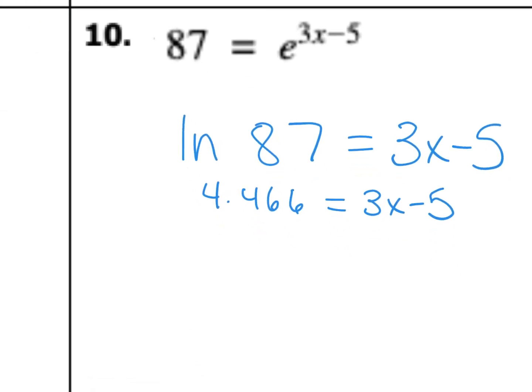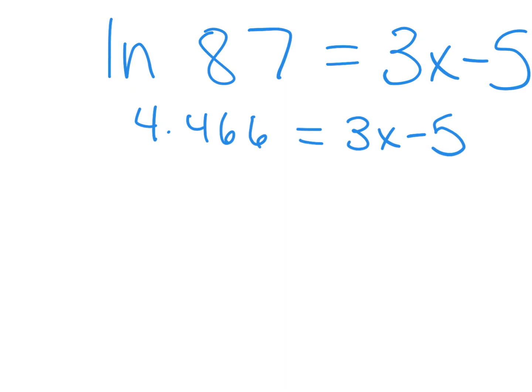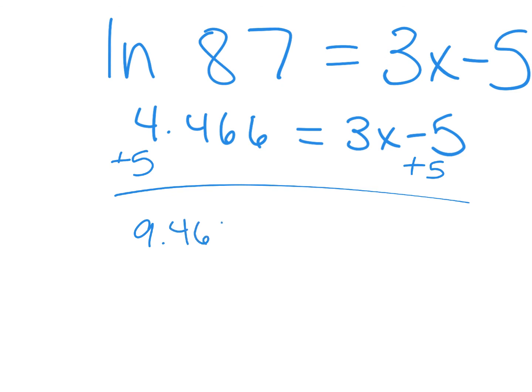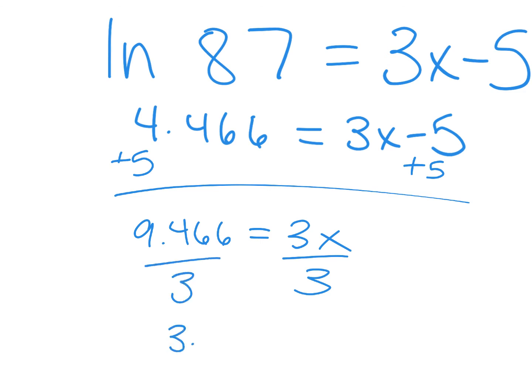Now what? Add the 5. Good. So 9.466 equals 3x. Now what? Divide by 3. And what does x equal? 3.155. Anybody get that one?